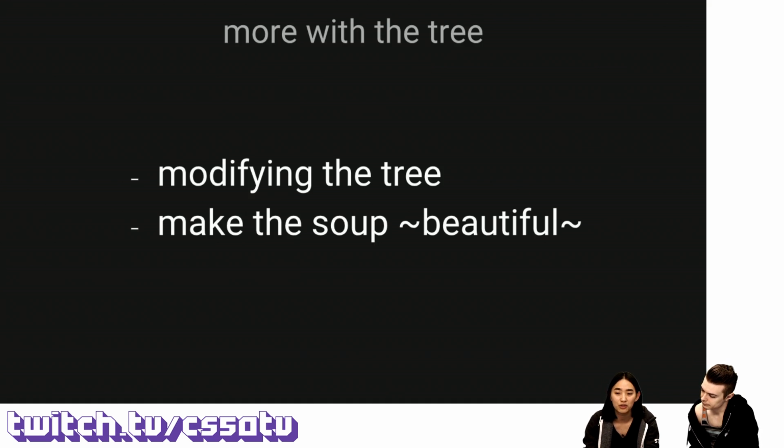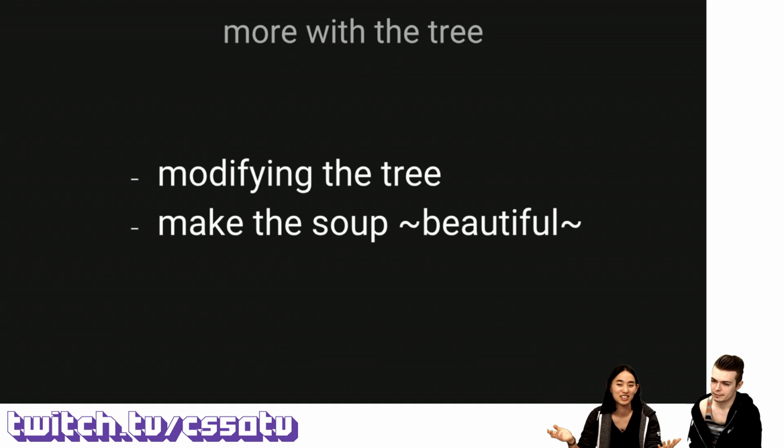Okay, so what can you do with the tree? We talked about observing it and taking information from it. But we started with making the soup beautiful. So there are some functions that we're not going to go into too much today that you can use to add styling programmatically. Maybe I want to take all the A tags and change their font. I could do that in a very efficient way. Same thing, modifying the tree. Maybe I want to add a new paragraph or move this paragraph somewhere else. BeautifulSoup also enables you to do that.